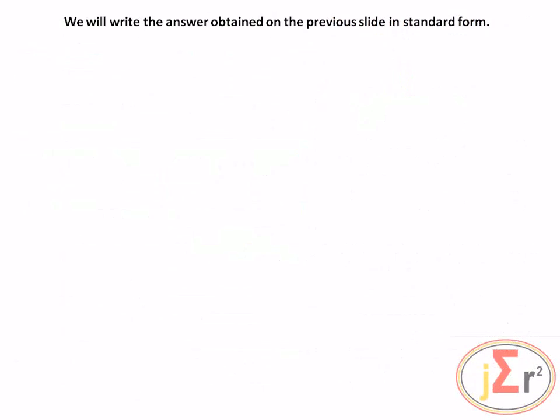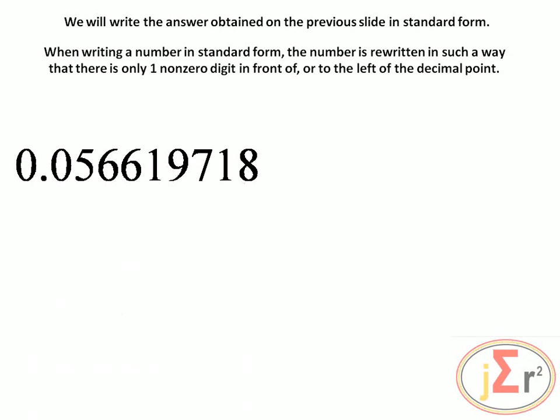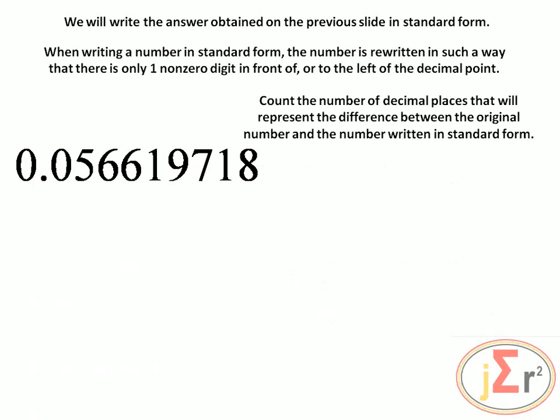We will write the answer obtained on the previous slide in standard form. When writing a number in standard form, the number is written in such a way that there is only one non-zero digit in front of or to the left of the decimal point. So there is our number. Count the number of decimal places that will represent the difference between the original number and the number written in standard form. So we start there.